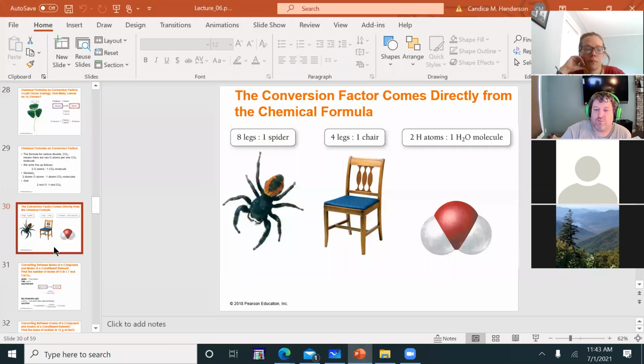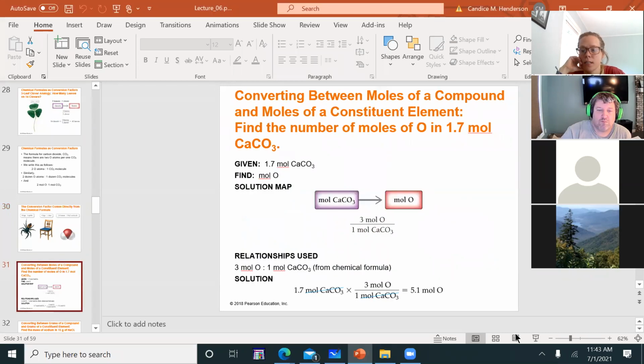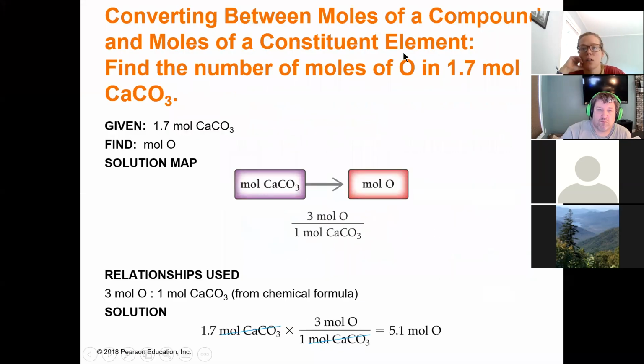So I think the slides go over one here and we can look at it real quick and then we'll call it for today. So converting between moles of a compound and moles of a constituent element. It says find the number of moles of oxygen if you have 1.7 moles of calcium carbonate. When we know the calcium carbonate amount, we want to find the oxygen amount. We need the relationship between those two, and we know that 3 moles of oxygen come from 1 mole of this. Why do we know that it's 3?